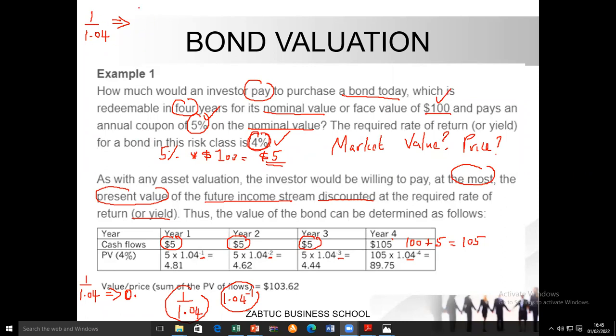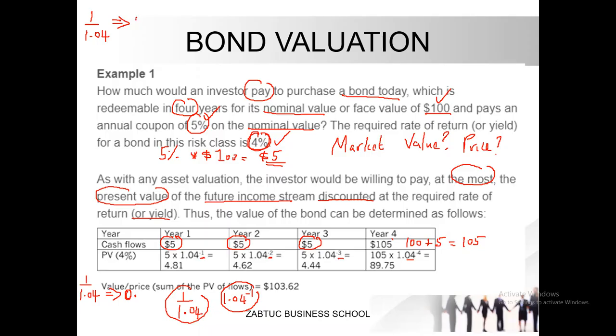1 divided by 1.04, what's the answer? It's 0.9615. To 3 decimal places, 0.962. Now we just want to learn this so that in the exam you pass. Another way of writing this is using 1.04 to the power minus 1.